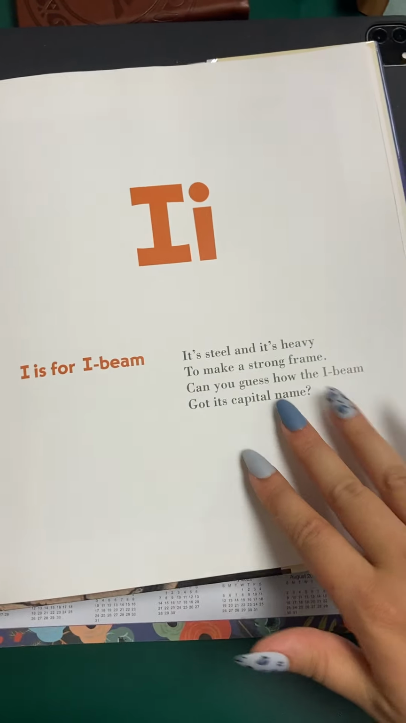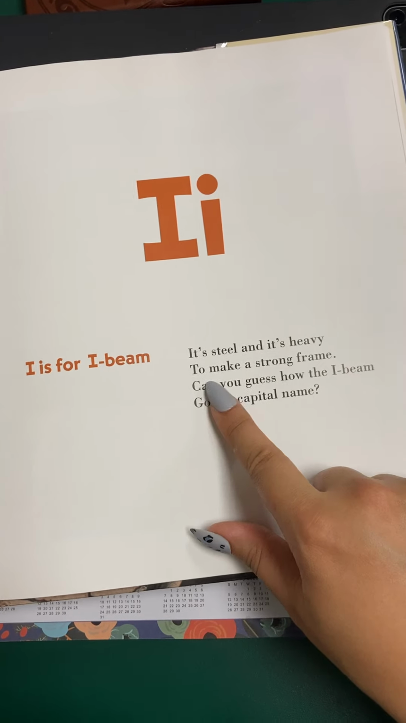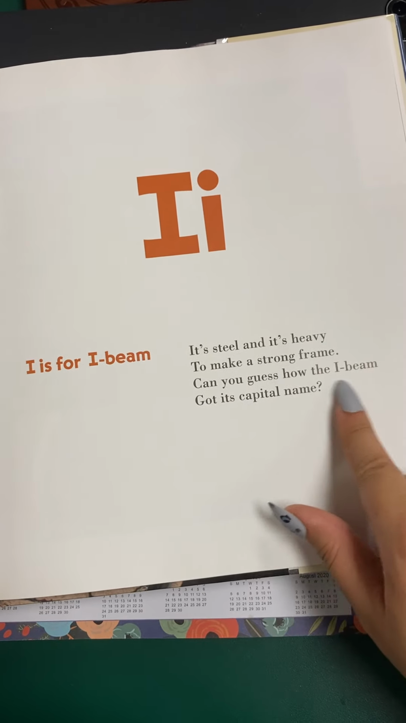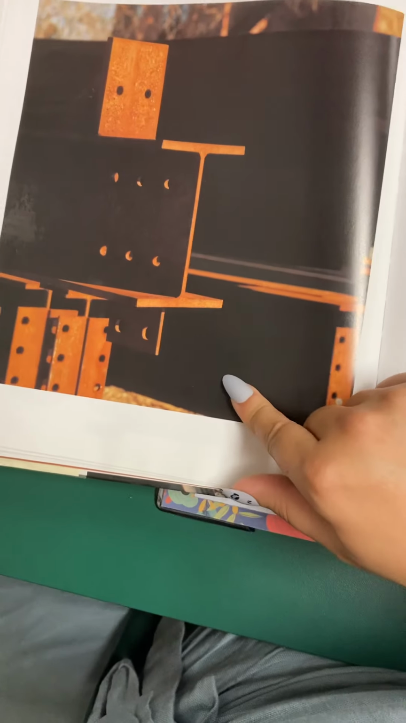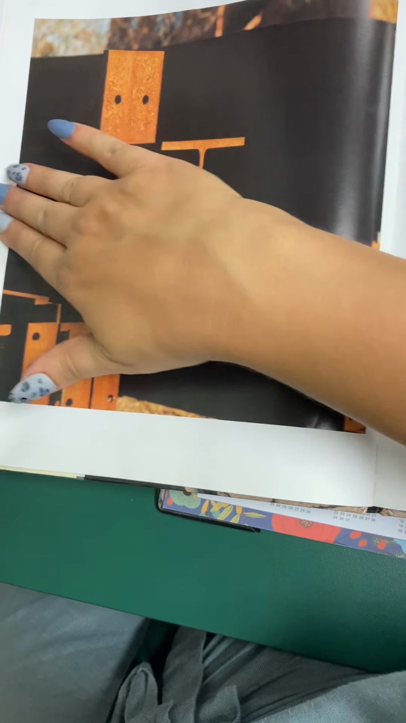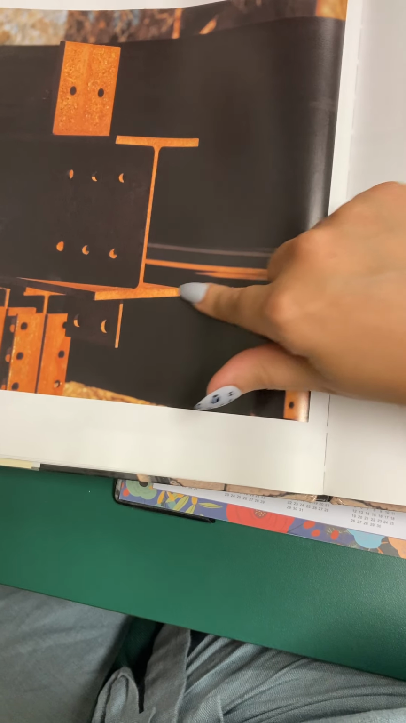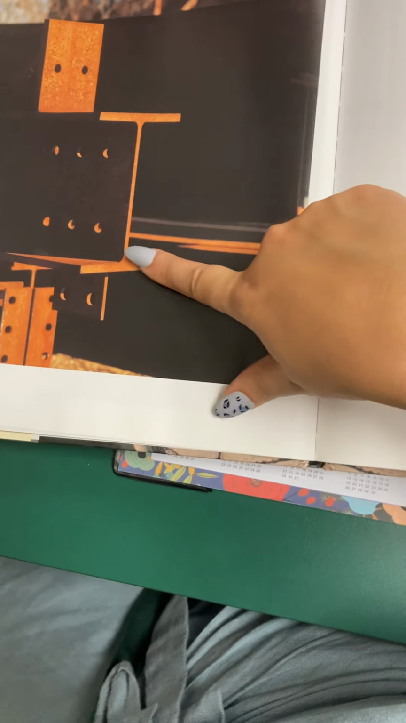Okay, what's all this? Let's see. I is for I-beam. It's steel and it's heavy to make a strong frame. Can you guess how the I-beam got its capital name? So that's a good question. Can you guess how this I-beam got the name I-beam? So it looks like a straight, flat line from the front, but from the side, look at that. You can see that there's an I. And these are built like this because it makes them extra strong when you're building. So these are doing a lot of the heavy lifting in your structures.